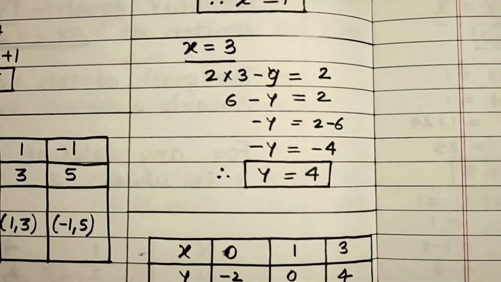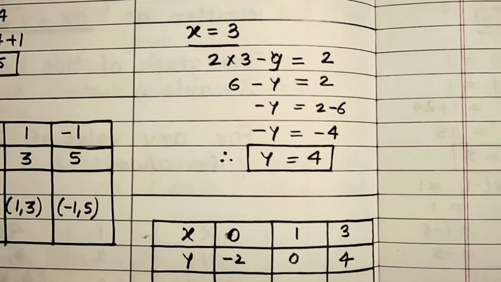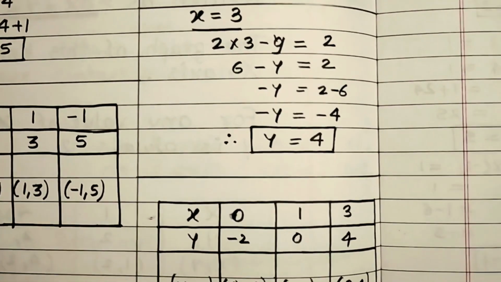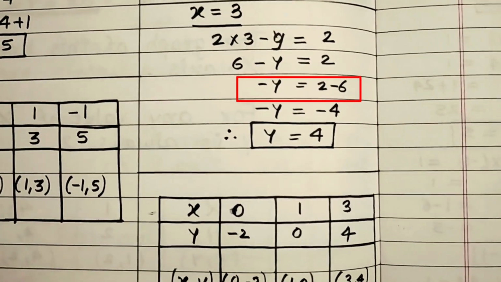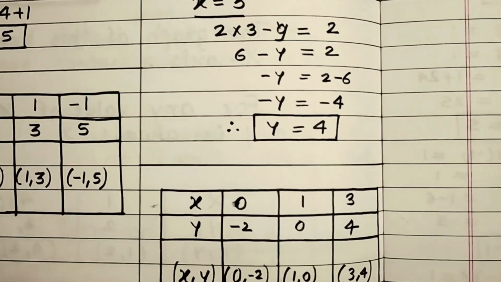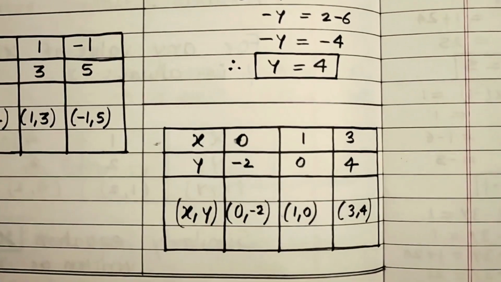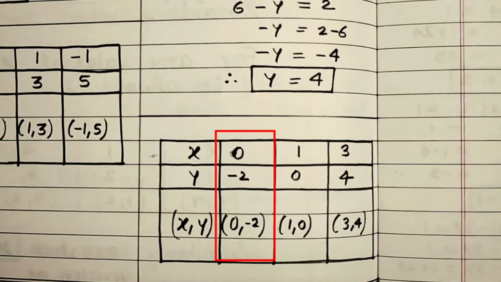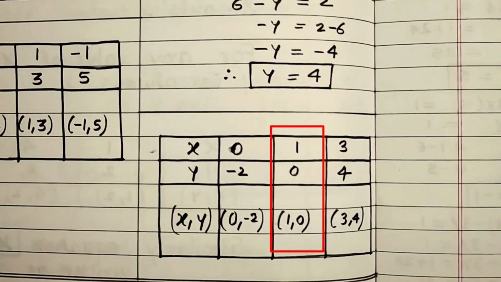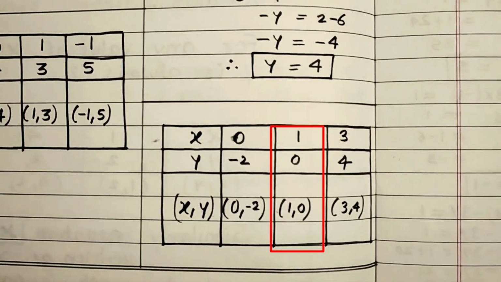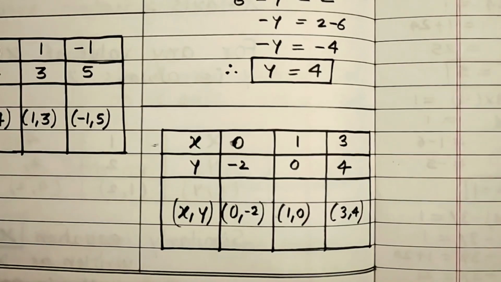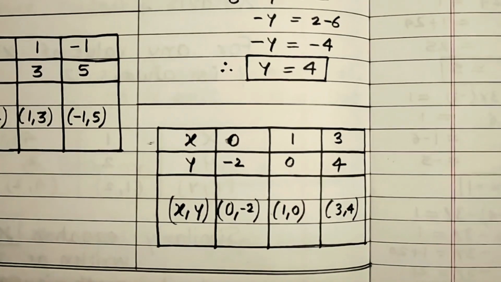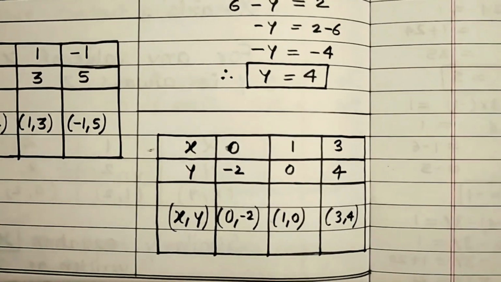Now we take x is equal to 3, 2 into 3 minus y is equal to 2, 2 threes are 6, 6 minus y is equal to 2, minus y is equal to 2 minus 6, minus y is equal to minus 4, therefore y is equal to 4. When we take x is equal to 0, then the value of y is equal to minus 2, (x, y) is (0, minus 2). When we take y is equal to 0, then x is 1, (x, y) is (1, 0). When x is equal to 3, then y is equal to 4, (x, y) is (3, 4).